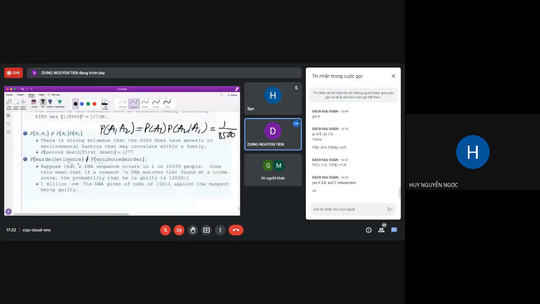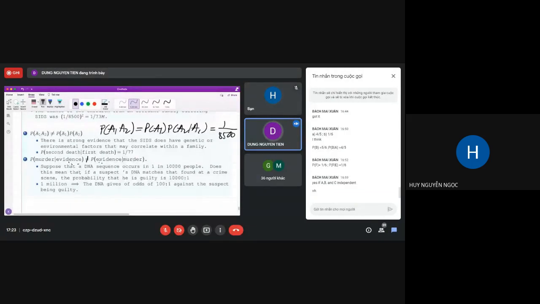For example, suppose that a DNA sequence occurs in 1 in 10,000 people. Does this mean that if a suspect's DNA matches that found at a crime scene, the probability that he is guilty is still the same? Not really, right? So you have to be careful with conditional probabilities. And due to these two flaws in the arguments of the doctor, she was released in 2003.